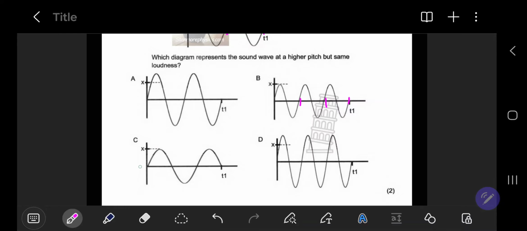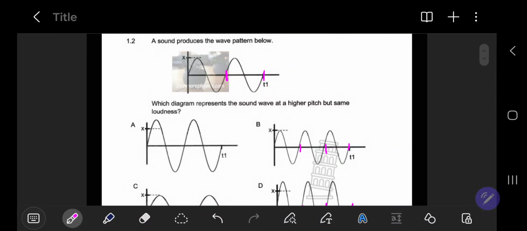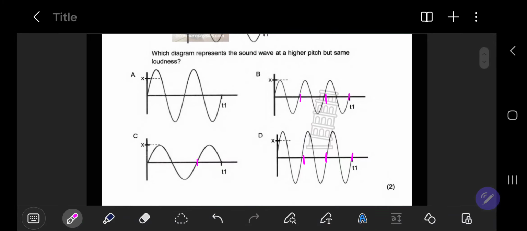Let's look at C. C has 1.5 waves. D has 1, 2, 3. But the problem with D is that the amplitude has been increased. Based on what they said to us, it just has a higher pitch. Nothing about amplitude has been changed. Remember, amplitude has to do with loudness. If they said that the loudness increased, then we know that the amplitude would increase. But nothing happened to the loudness. It was just the pitch that went higher.